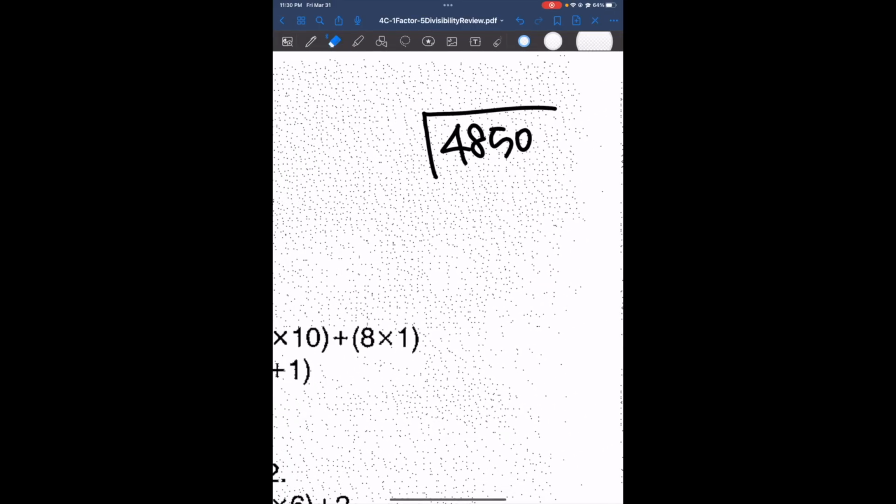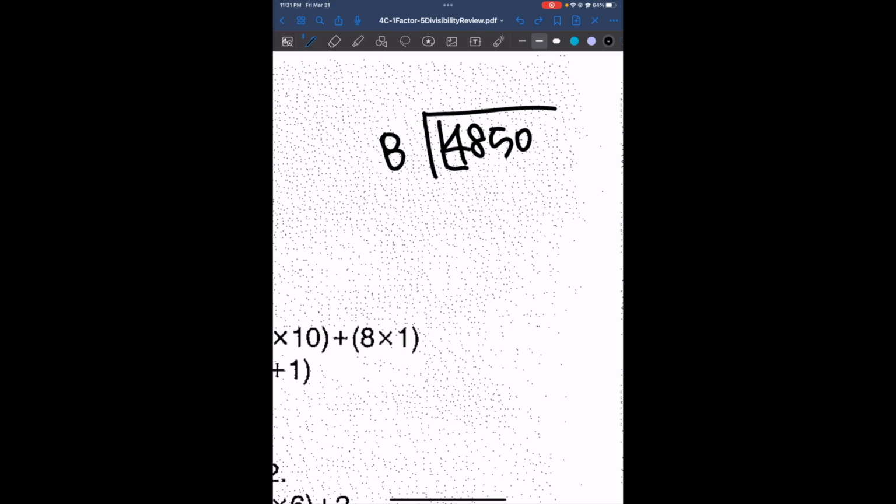So for 4,850, that's our dividend, and then we're dividing by 8. So 8 is our divisor again. Now, how many of 8 can go into 4? None of it can go in, so we're going to write 0 as a placeholder, but later on when we get used to it, we don't actually write out the 0. So now we're going to keep the 4 since we couldn't do anything with it. So how many 8s can go into 48?